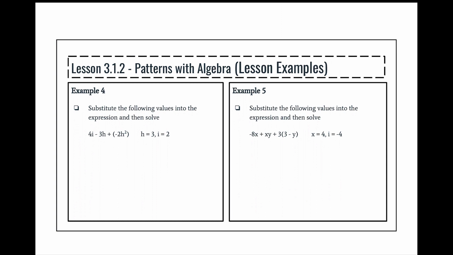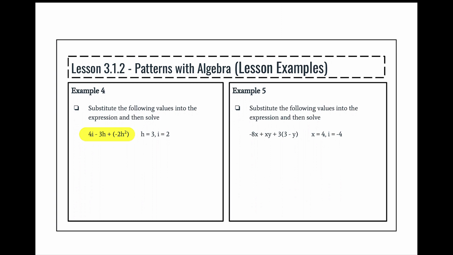So substitution means taking the value, just like we did before with the table of values, and plugging them into the variable positions. Now in this case, we're going to be given both those values and asked to solve the value of this expression. The reason this is an expression is that if you look at this right here, it looks like an equation, but there is no equal sign.